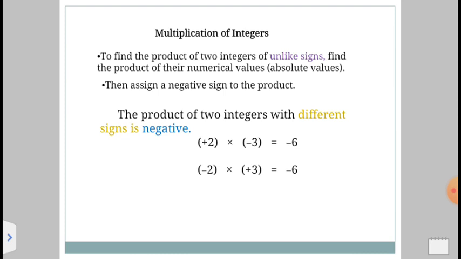Let us see how to multiply two integers having different signs. Plus 2 into minus 3. 2 is a positive integer and 3 is a negative integer. Therefore, plus into minus gives minus. So, plus 2 into minus 3 is minus 6. Or minus 2 into plus 3 is also minus 6. Therefore, the product of two integers having different signs is a negative result.